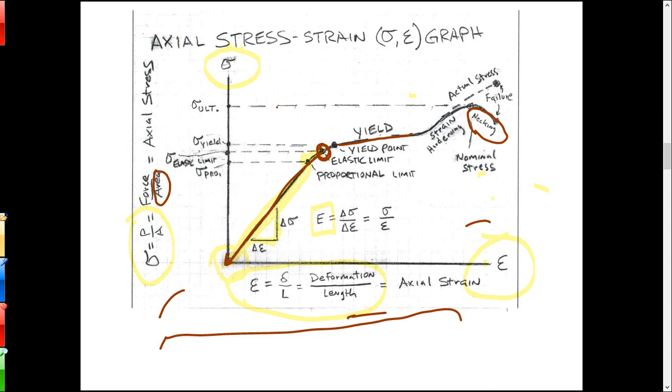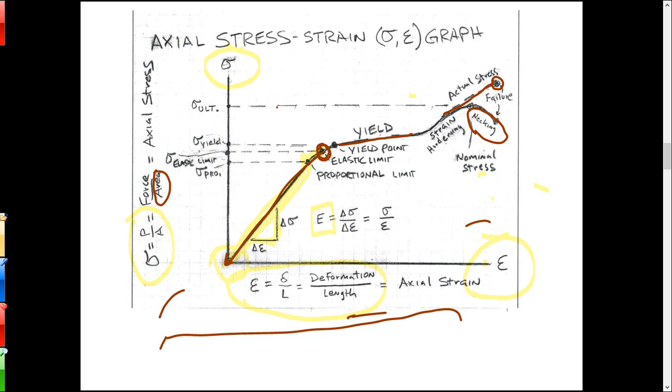Now, if you actually calculate that changing cross-sectional area when the material necks, this line will keep going up until failure. But that's very hard to do and not really worth the effort because normally we don't go to that region of the graph in our engineering design.